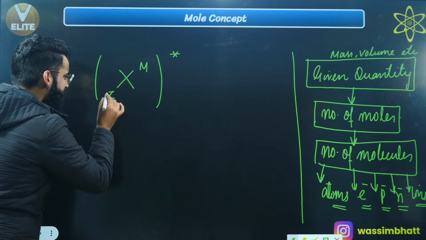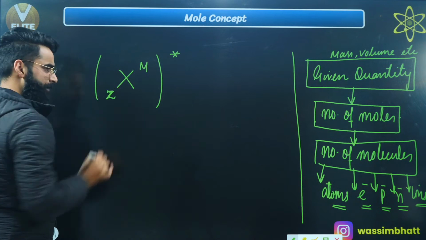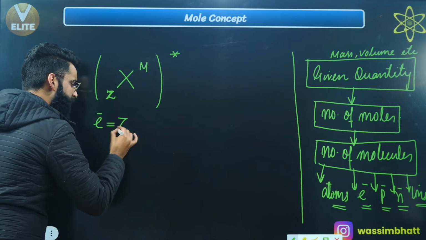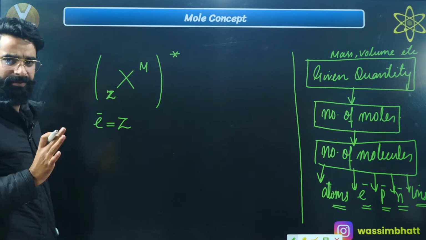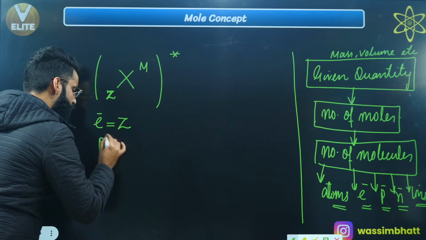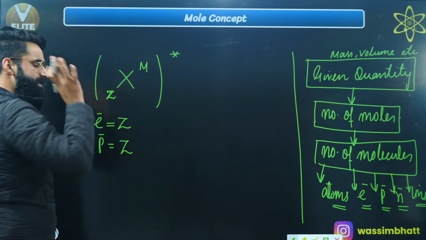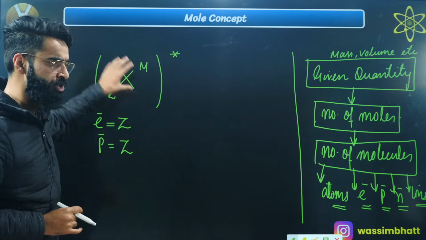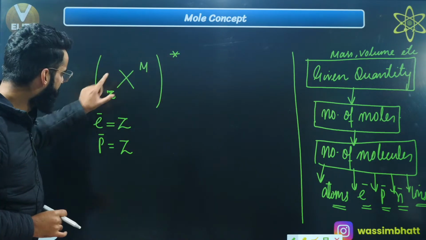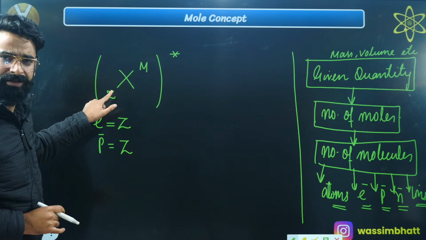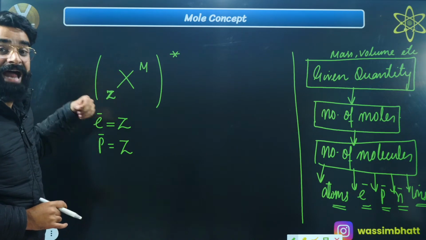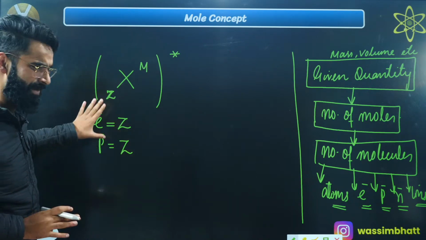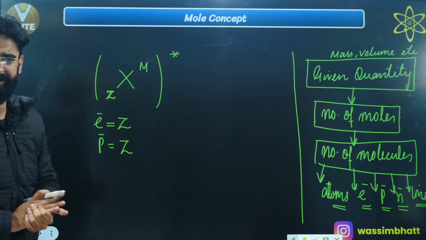Remember, whatever will be the atomic number of this element, the same is going to be the number of electrons present in one atom of this element. And the same will be the number of protons present in one atom of this element, right? If this atom is electrically neutral, if there was no charge on the atom, whatever is the atomic number of the atom, the same number of electrons and the same number of protons will be there in one atom of this element. This is something basic which you all would have studied in the earlier class as well, okay?